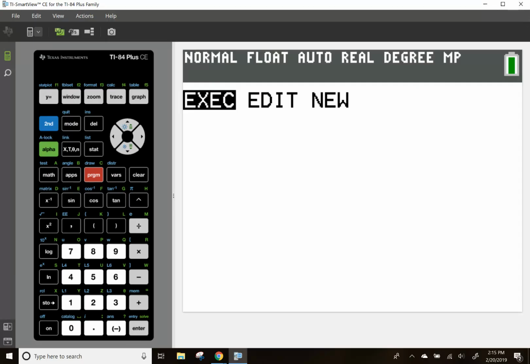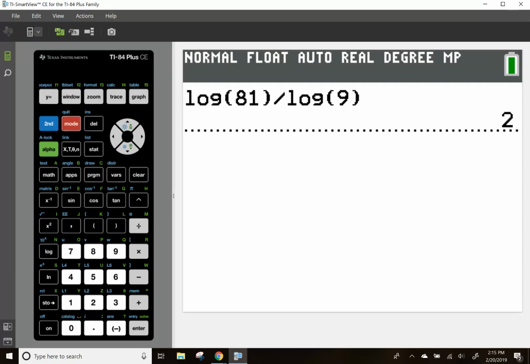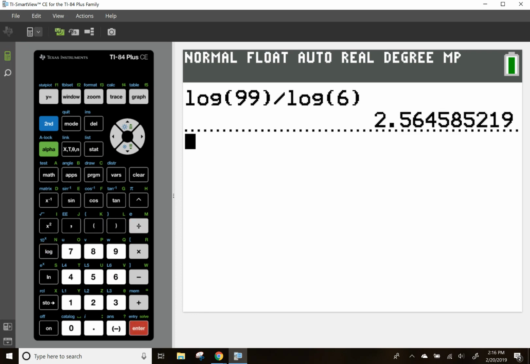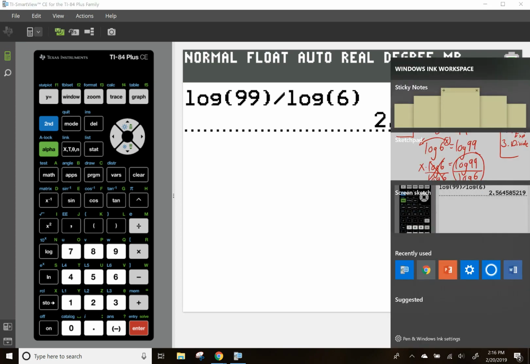So again, that's just a matter of typing that in the calculator. Log, not the natural log, regular log, 99, make sure you close your parenthesis, divided by log 6. And we get 2.56, we'll just round it to that, 2.56 as an answer there.